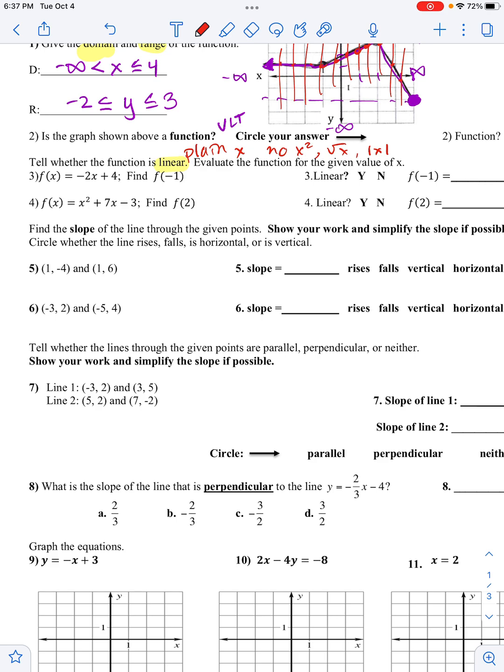So in this first one, it is plain x. It's just -2x plus 4. And so that is, yes, that is linear. In the second one, that's going to be a no because that x is squared. And so that is not linear.